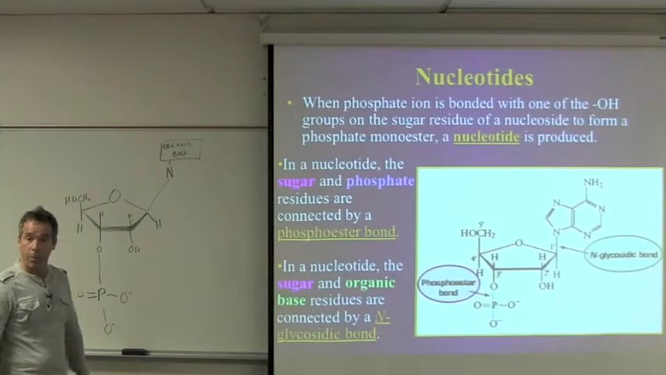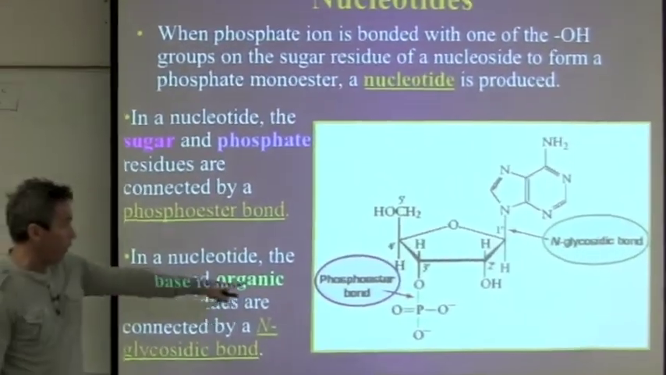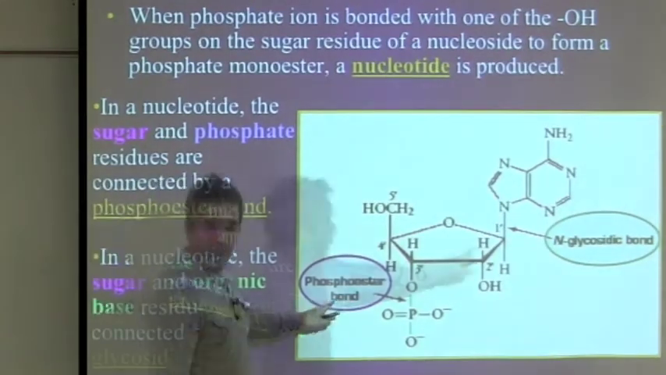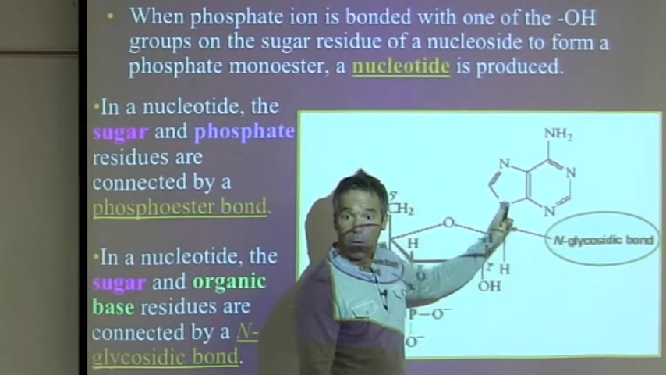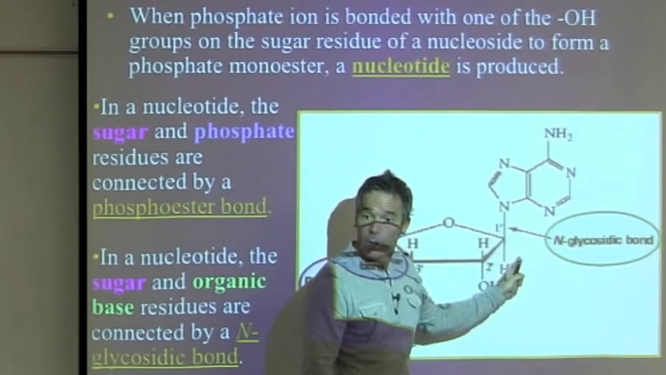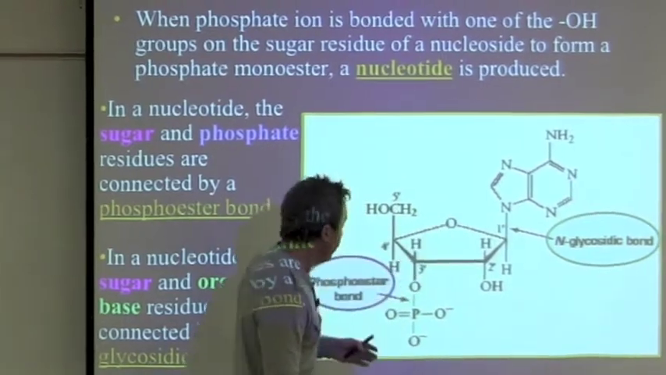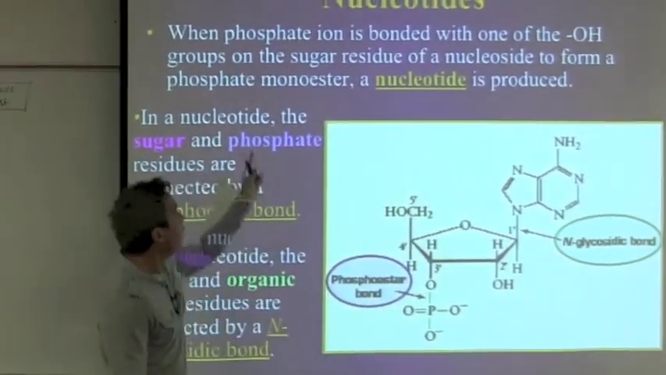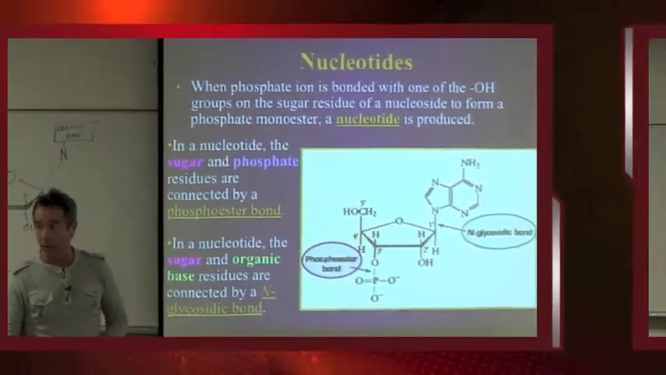So we saw a couple fairly new bonds here. We saw the phosphoester bond. You guys have seen that once before. And now we see an N-glycosidic bond. You saw a glycosidic bond, but you haven't seen an N-glycosidic bond. When you make the organic base bond to the sugar and to the phosphate, you have a nucleotide. Those are the basic building blocks of nucleic acids.